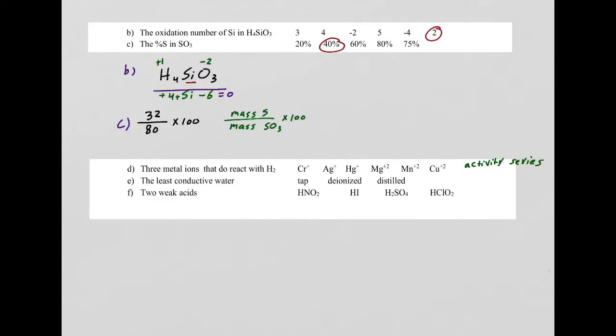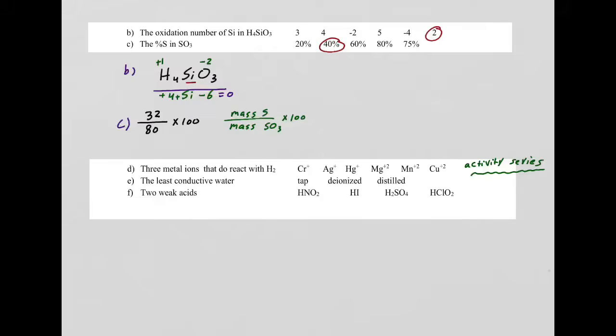I know I've gone over it. I know you know how to use the activity series, but we're going to go over this question in detail to make sure you got this down. Okay, so here is my activity series. Now, they ask you which of these metal ions will react with H2. So let me find H2 first. Okay, here is H2. H2 is right here, okay?